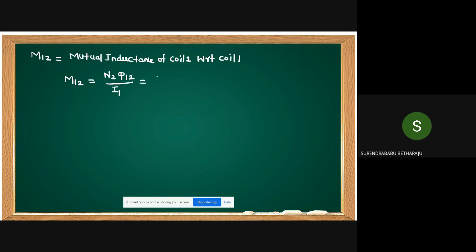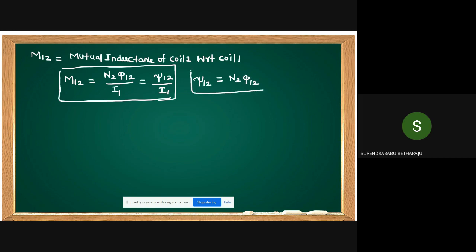We can also write this as psi 12 by I1. This is M12 equal to psi 12 by I1. Is it correct, friends? This is the mutual inductance of coil 2 with respect to coil 1. What is psi 12? Psi 12 equal to N2 into phi 12. This is the flux linkage in coil 2 with respect to coil 1.